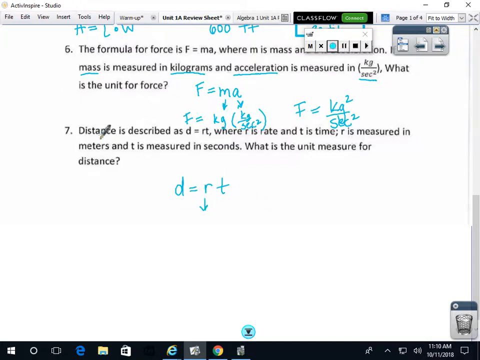R is measured in meters, so I'm going to replace the R with M for meters. These are touching, which means multiplication. T is measured in seconds, so distance just equals meters times seconds. Or in our case, we measure in miles per hour, right? All right, now turn to the next page, number 8.